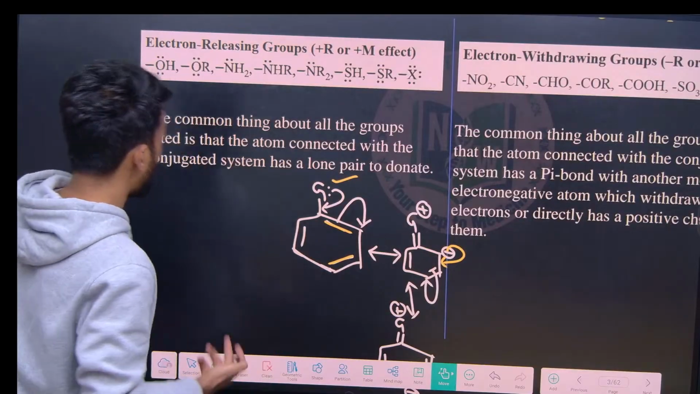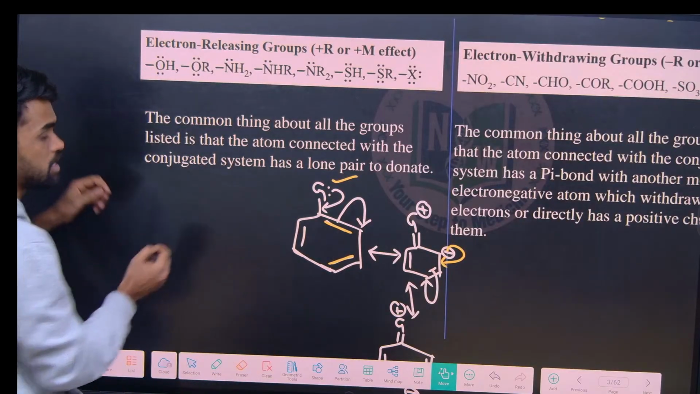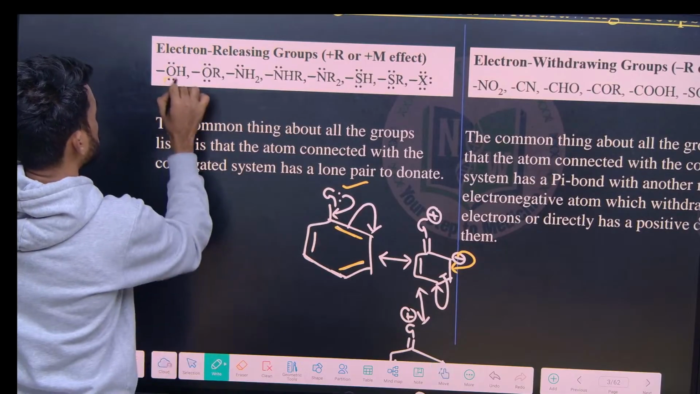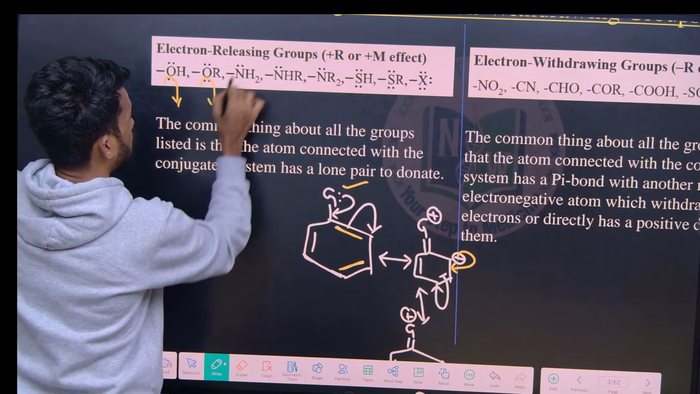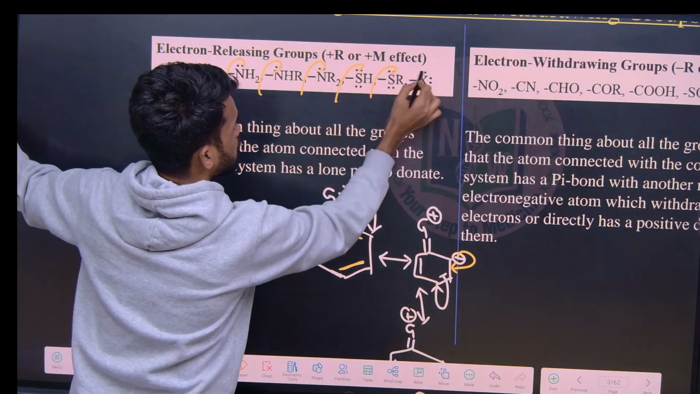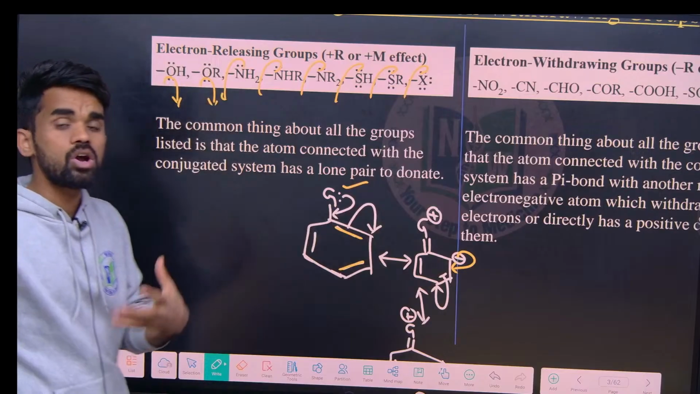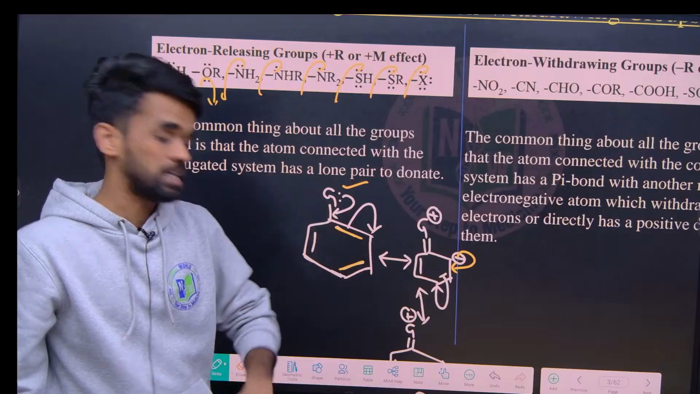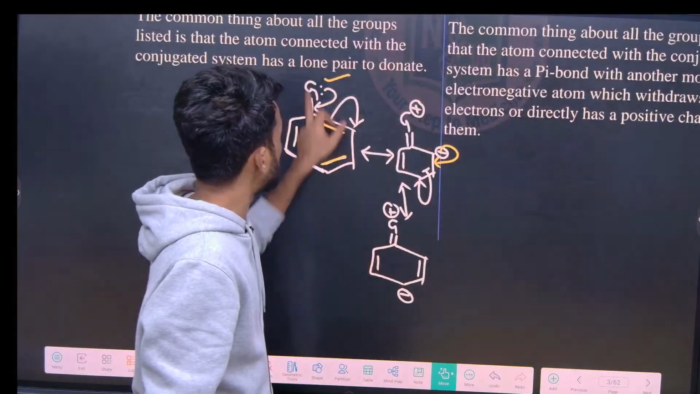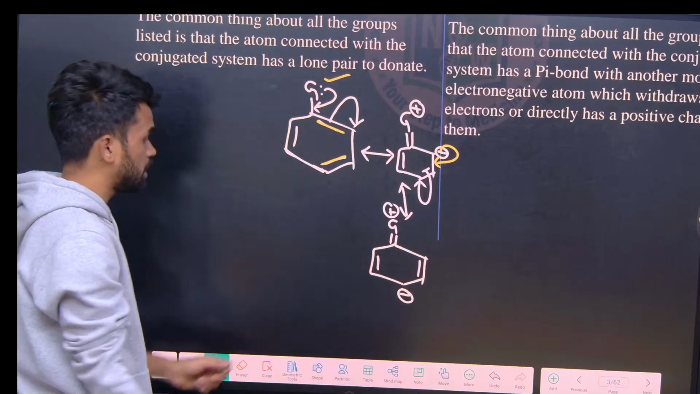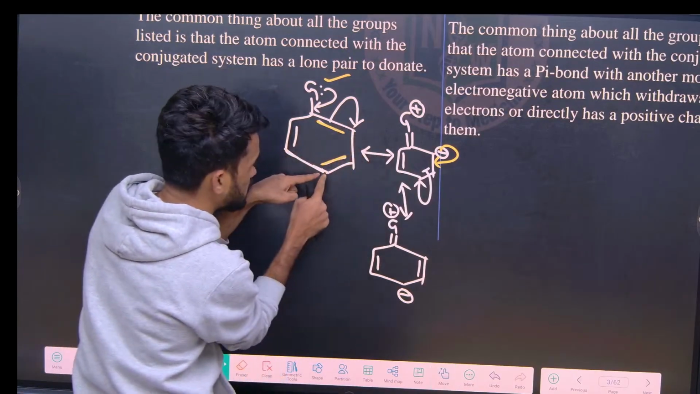All of them have a common thing, that is lone pair electrons, non-bonding electrons here. See, this is one set of non-bonding electrons, again here also, like this. Non-bonding electrons are there, therefore we can say them as electron releasing groups, and the effect is known as plus M effect. See, the ring is activated now, so we can say ring activating groups. So where are they activating the ring? At ortho positions and at this para position.